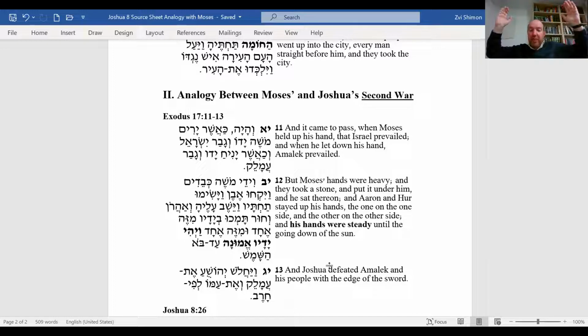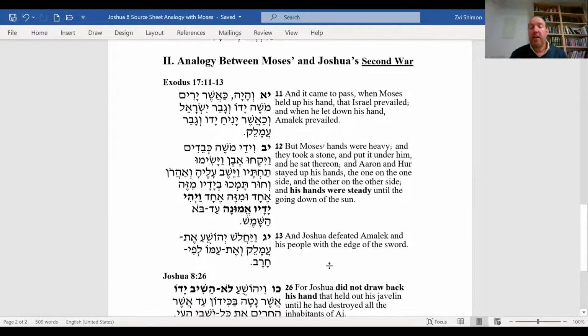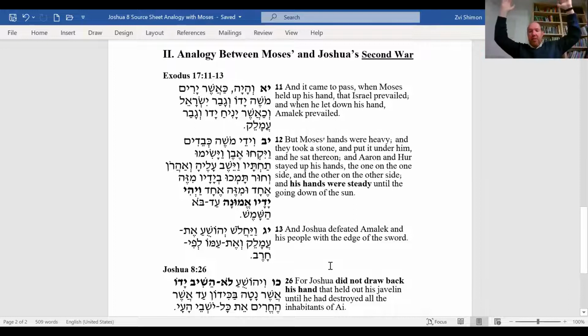And Joshua defeated Amalek and his people with the edge of the sword. Joshua was then the head of the army. He was sent by Moses, and Joshua was able to defeat the Amalekites thanks to Moses' hands that were held up, steady and up, and they defeat Amalek by the sword. That was Moses' second victory.